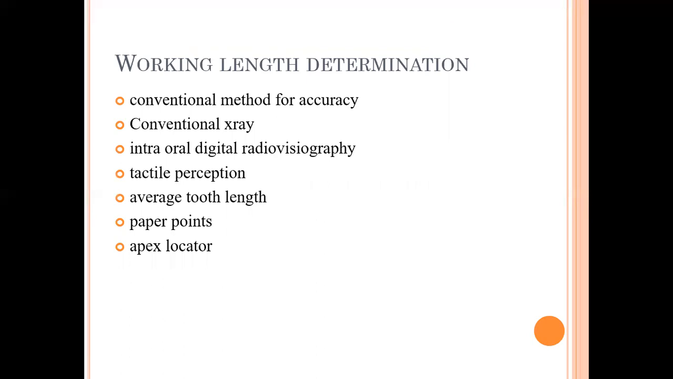Like I mentioned, the working length determination, which is the first step of pulpectomy, is done by various methods, which can be the conventional X-ray method, intraoral radiovisiography, tactile perception, paper points, and apex locator.